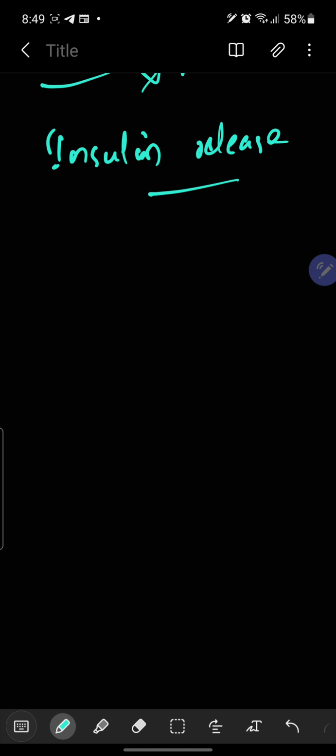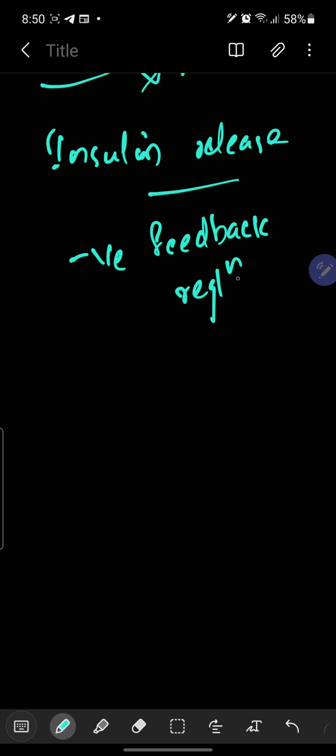Now we can look at how insulin is released. When our blood glucose level increases, insulin will decrease the blood glucose level. Hence it is negative feedback regulation. So how is it released?